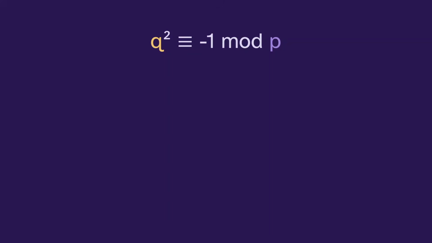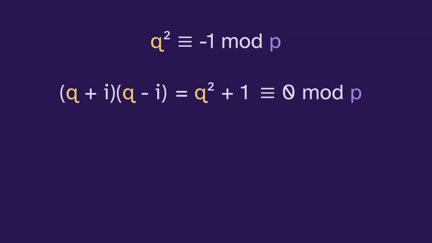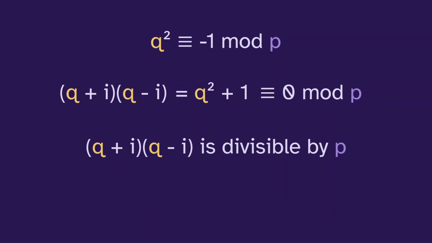Now we'll use q to make two Gaussian integers, q plus i and q minus i. And their product is q squared plus 1. Now using the congruence above, q squared plus 1 is 0 mod p. So the product of these two Gaussian integers is a multiple of p. So q plus i times q minus i is divisible by p.